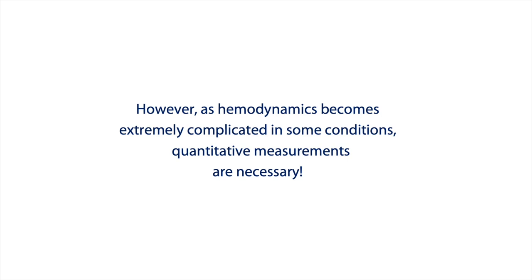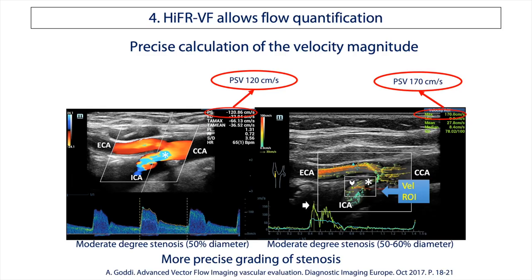Let's move to the last key point. Biflow allows flow quantification through a special feature which automatically calculates the maximum velocity vector inside a region of interest defined by the operator. It permits a more precise grading of stenosis, as you can see in this slide, which compares conventional Doppler with high frame rate vector flow.